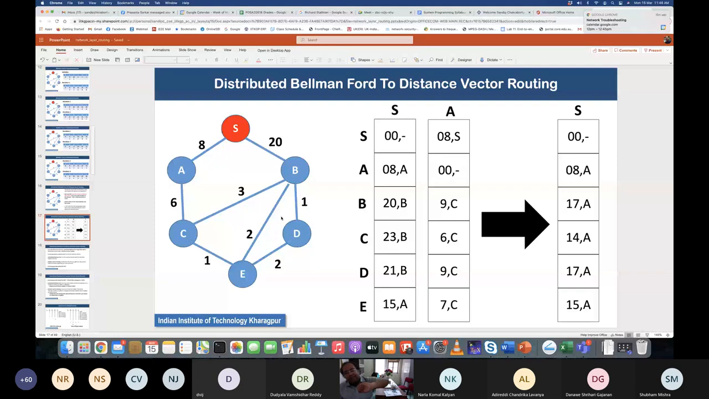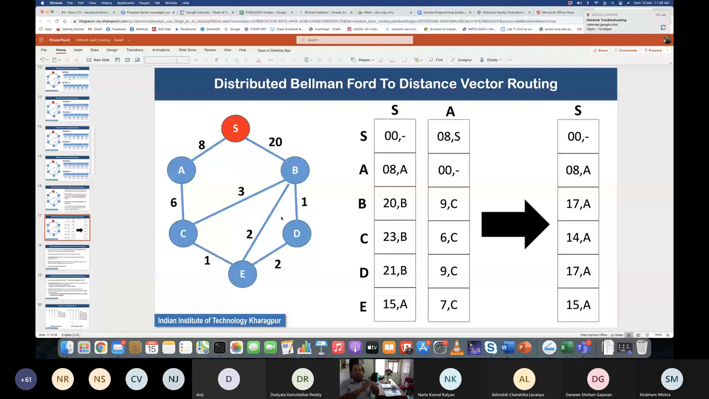So when A was broadcasting its own distance vector information, that information reaches S, and as it reaches S, S can find out that this is the updated information, and accordingly S takes its updated decision.